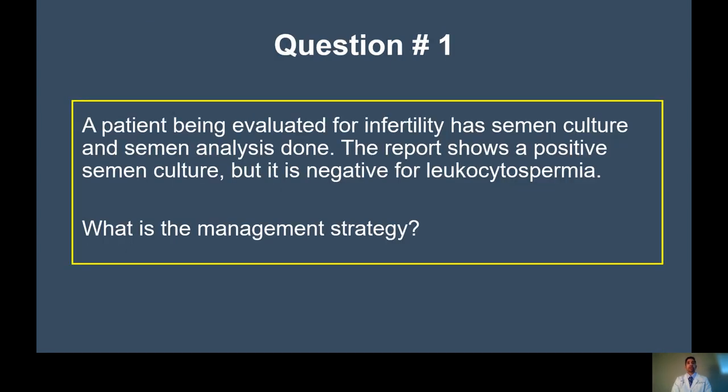We have a patient who is being evaluated for infertility. He has a semen culture and semen analysis performed. The report shows a positive semen culture. However, it is negative for Leukocytospermia. What is the management strategy?